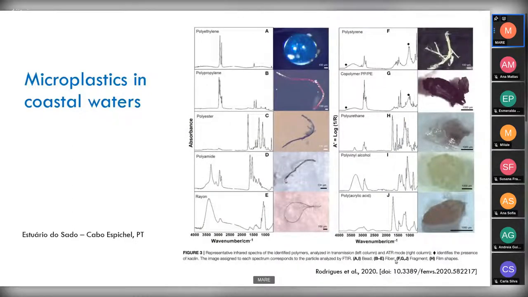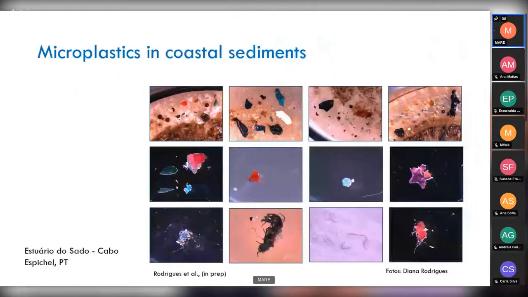Okay, so now this is just to show some of the particles that we find in coastal waters here in Portugal: fibers and a microbead, you have a sphere there. There are lots of different polymers: polyethylene, polypropylene, polyester, lots of fibers, polyester from clothing, polyamide which is nylon. This is in the sediments, where it's more diverse. You can see a piece of glitter there, it's a star. You can have microbeads too, you can have everything.